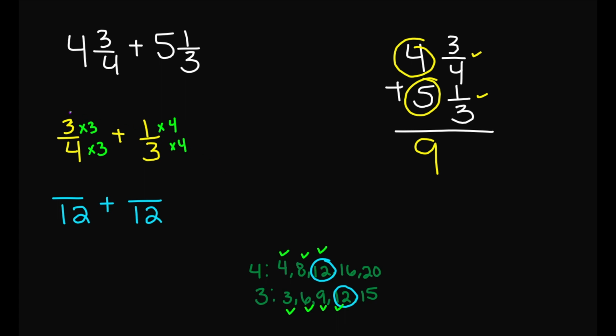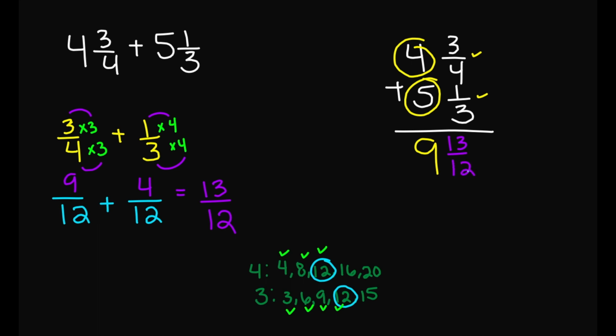Now we're going to multiply. So we have 3 times 3 is 9. 4 times 3 is 12. And then 1 times 4 is 4. And then 3 times 4 is 12. Now that my denominators are the same, I'm going to go ahead and add my numerators. So 9 plus 4, this is going to give me 13, and that's going to be over 12. So your answer here is 13 over 12.